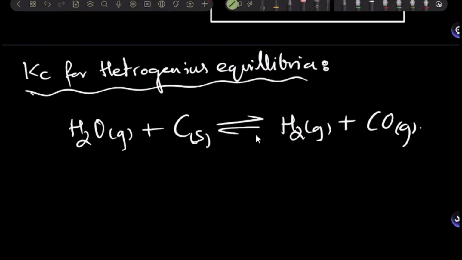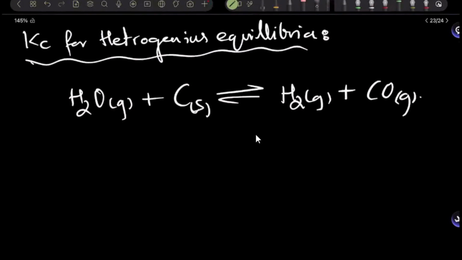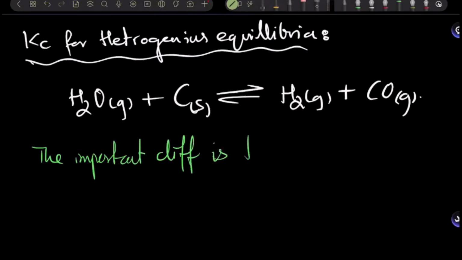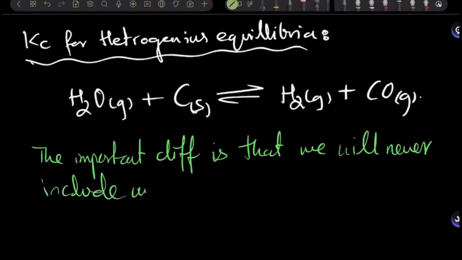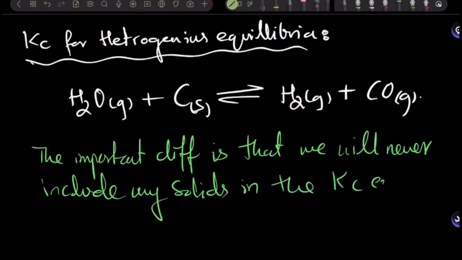Now, in order to write the Kc expression, what am I going to leave out? The solid. Yeah, I'm going to leave out the solid and I'm going to write it for all of the other things that are present. Is that clear? Yep. So the important difference in homogeneous and heterogeneous equilibria is that we will never include any solids in the Kc expression.